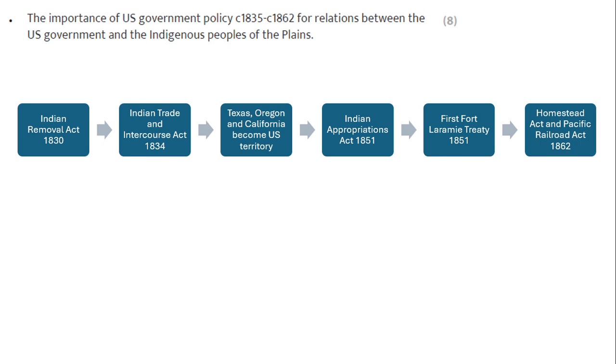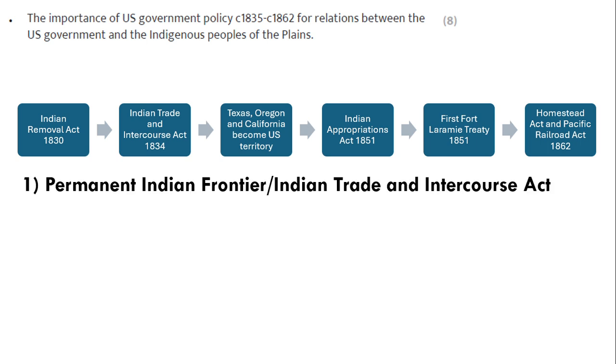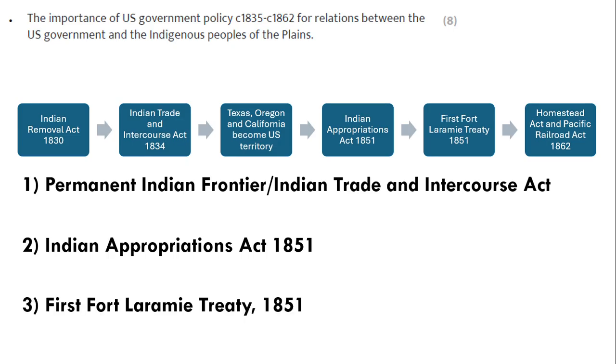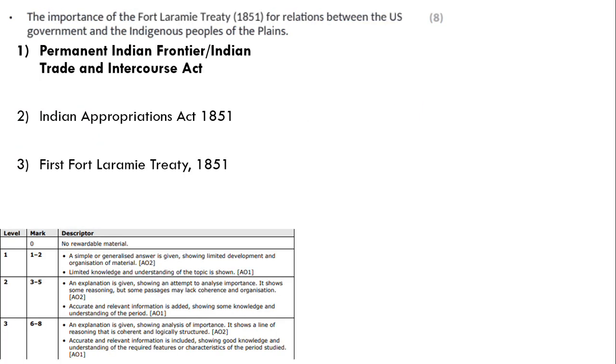Act for now. We're just going to focus on the Permanent Indian Frontier and the Indian Trade and Intercourse Act. Even though the Act is in 1834, the Permanent Indian Frontier has a significant impact after that year, from 1835. So it's worth talking about. We'll then talk about the Indian Appropriations Act, and then we'll talk about the first Fort Laramie Treaty. So, our first reason for importance is the Permanent Indian Frontier and the Indian Trade and Intercourse Act.